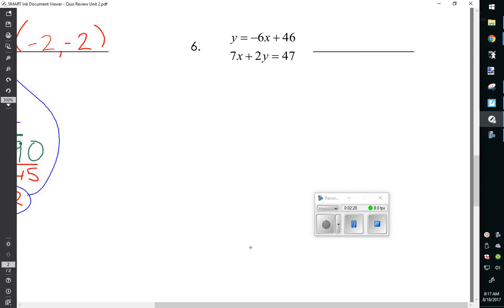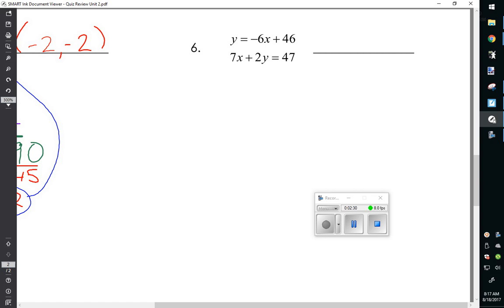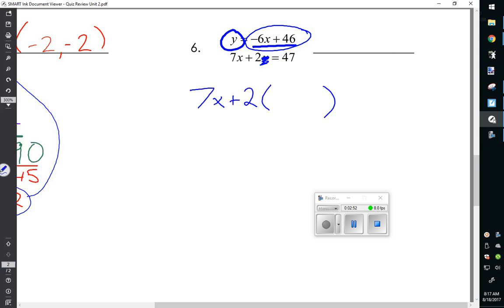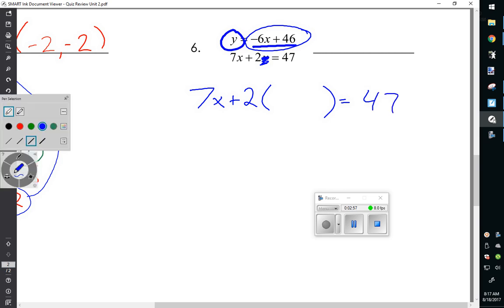All right, let's look at the next one. This one is set up great for substitution. You can tell it's substitution because I've got y equals something. I know what my y is equal to, it's that. And so in my other equation, I'm going to replace the y with this whole thing. So let's rewrite that second equation now. It's going to be 7x plus 2 times something equals 47. And right where that something is in that parentheses, you're going to plug in what it is. Negative 6x plus 46.